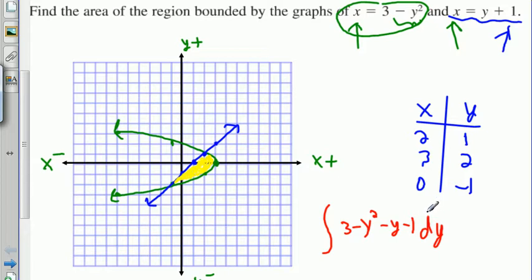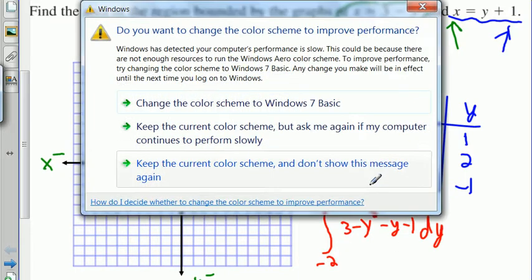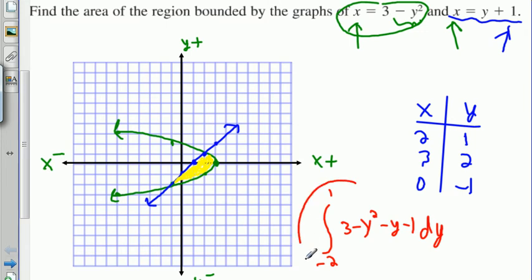Let's look at our lowest y value. Our lowest y value is negative 2. Our highest y value is 1. So this is basically what we want to solve. That's the setup. So think about it, see if it makes some sense to you.